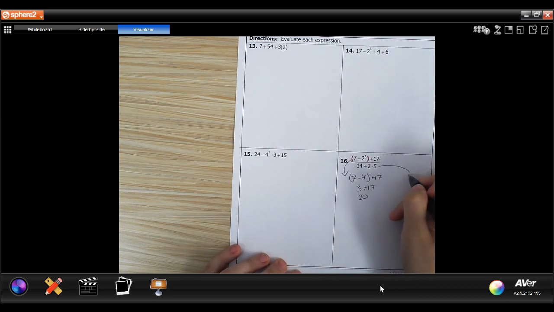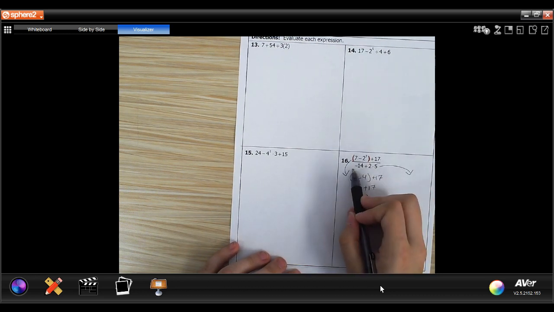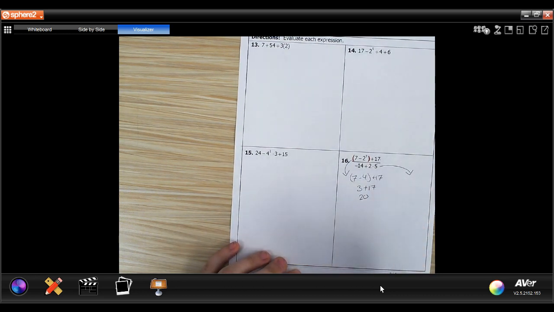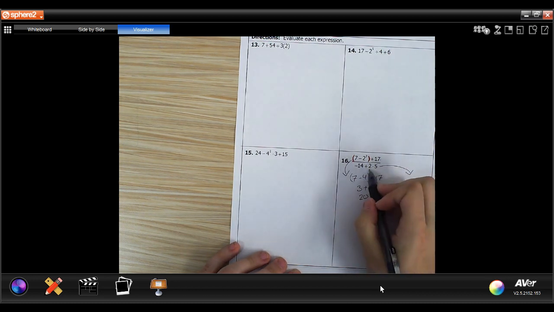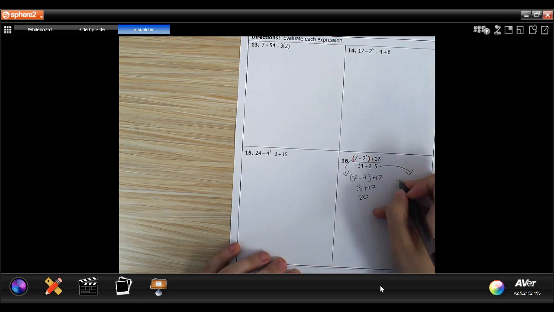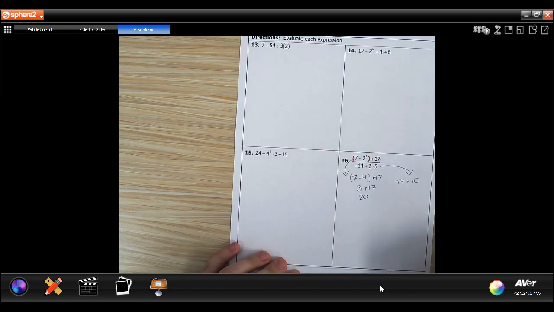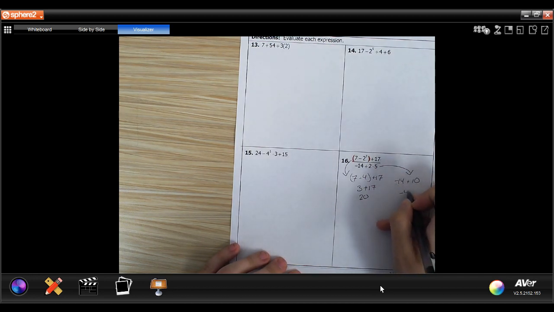So now let's look at my denominator. My denominator is negative 14 plus 2 times 5. Well, no parentheses, no exponents. So now multiply or divide. Yes, I have a multiply or divide right there. So we've got negative 14 plus 2 times 5 is 10. Then I can do either addition or subtraction. So I've got negative 14 plus 10. That gets us a negative 4.